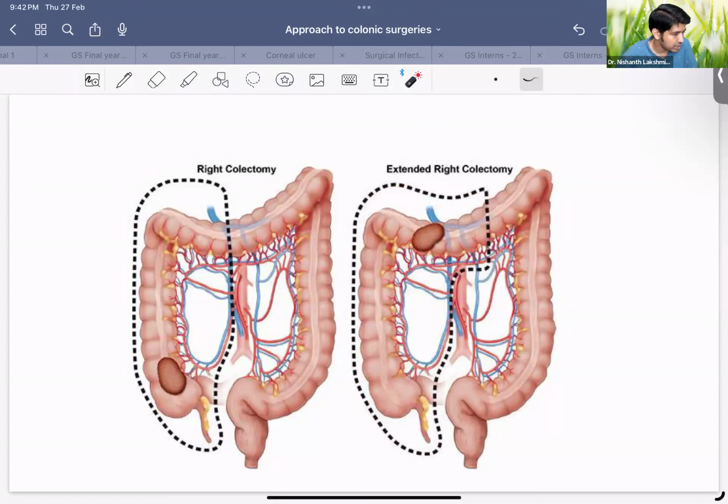Now, question to first years. Is there something called a limited right hemicolectomy? If yes, which are the conditions you're going to perform this in?